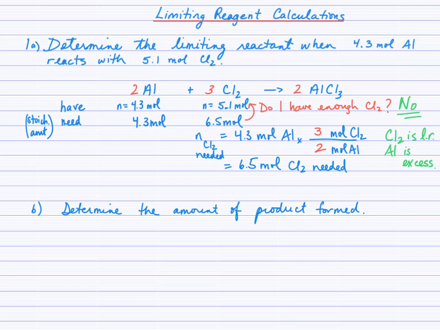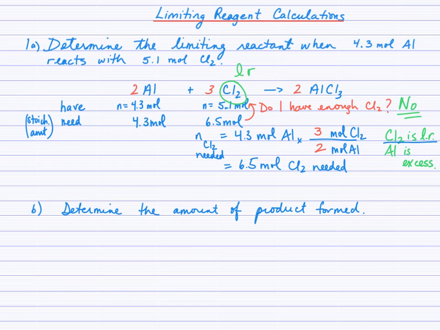So when the stoichiometric amount of what you need is greater than what you have, then you don't have enough. And so that substance, in this case the Cl2, is the limiting reagent, which means that the aluminum is in excess. So to answer the question, we were asked to determine the limiting reactant. Well, here it is here. The Cl2 is the limiting reactant.